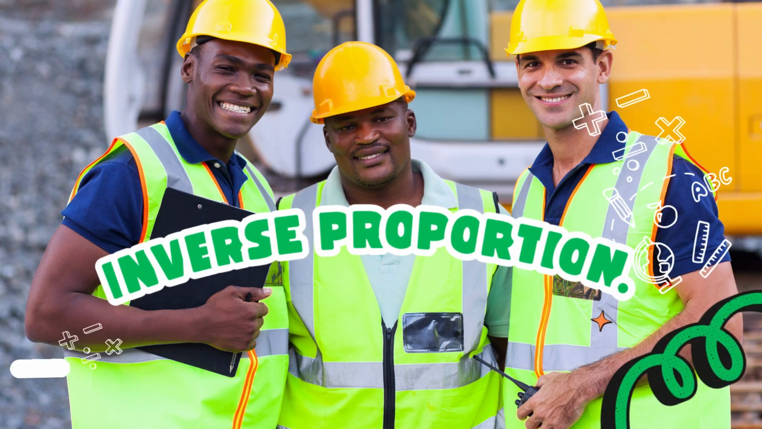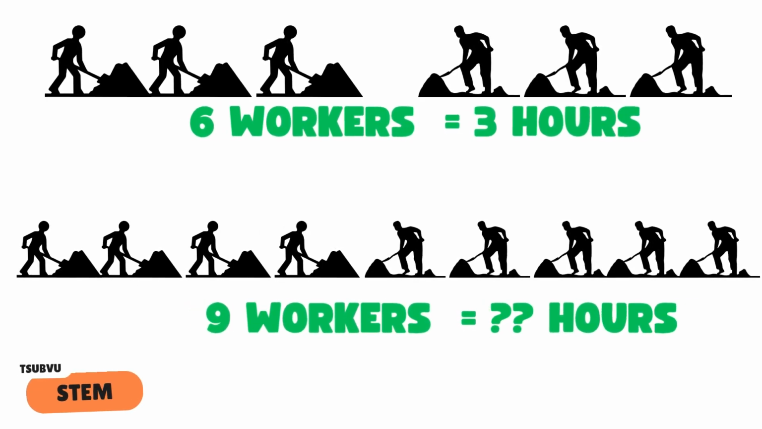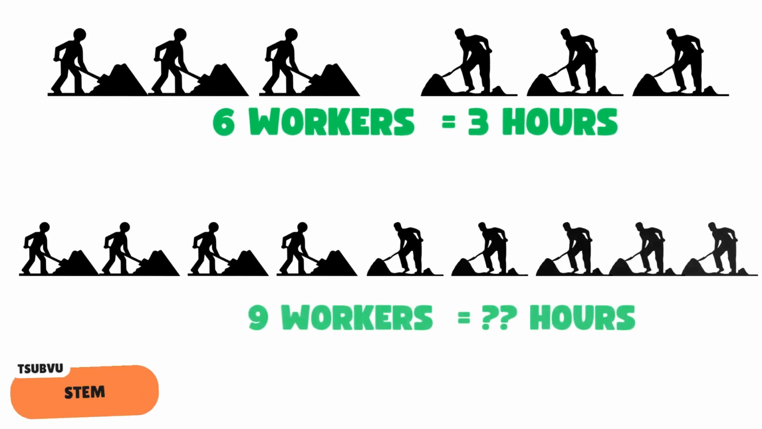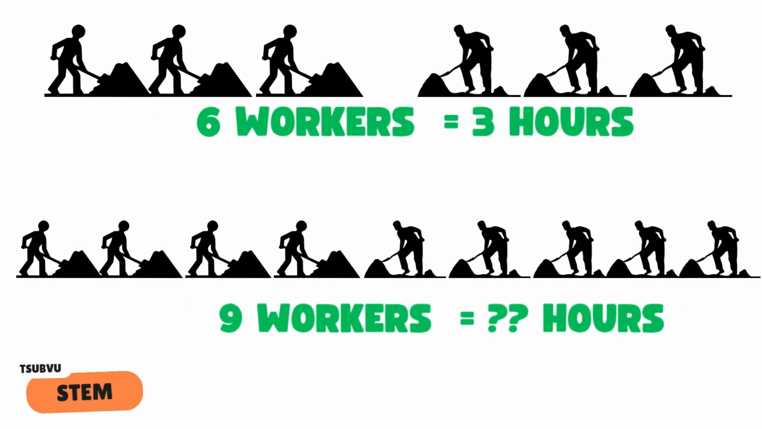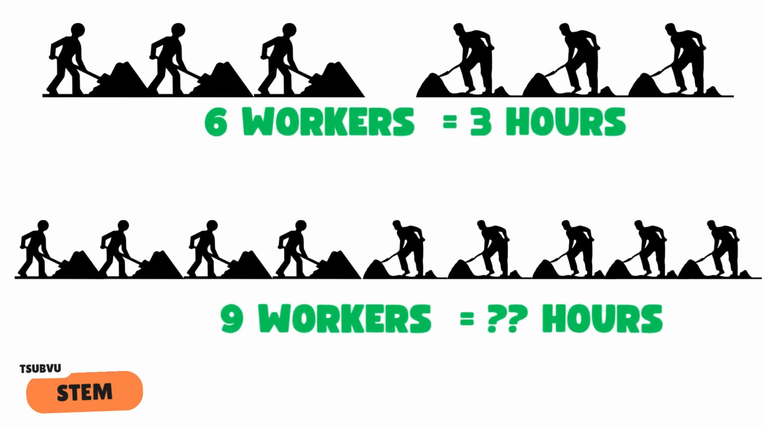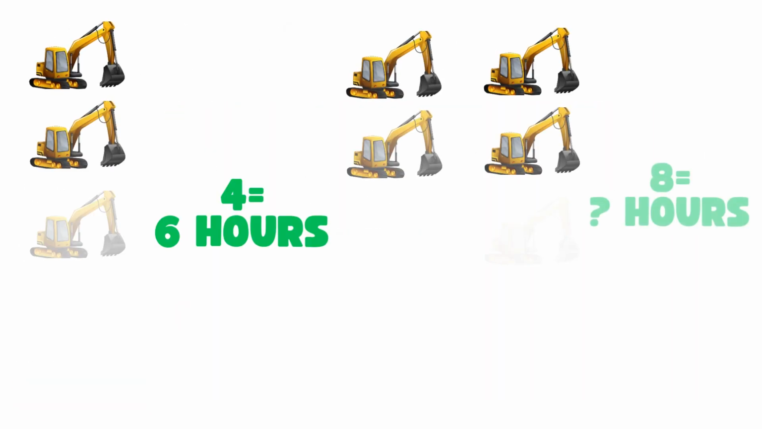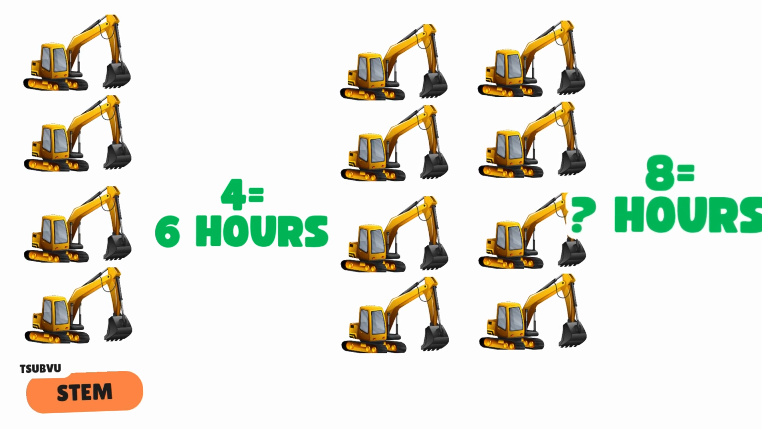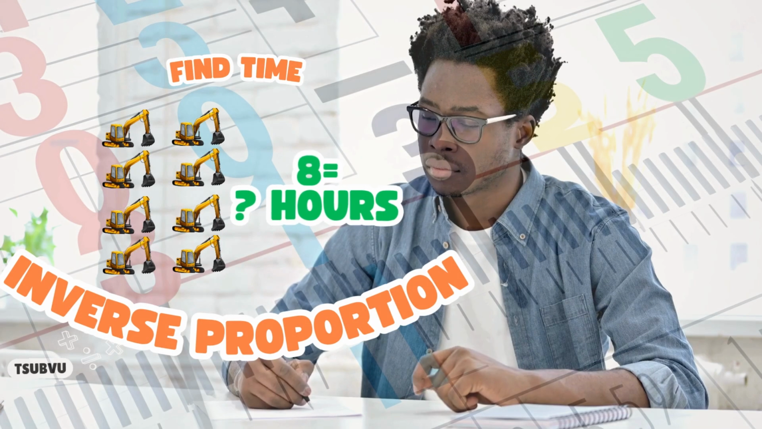Let's solve a problem. Suppose 6 workers can build a wall in 3 hours. How long would it take 9 workers to build the same wall? Since the number of workers increases by 1.5 times, the time decreases by 1.5 times. So, 9 workers would take 2 hours. Now try this. If 4 machines can complete a task in 6 hours, how long would it take 8 machines to complete the same task? Pause and give it a go.